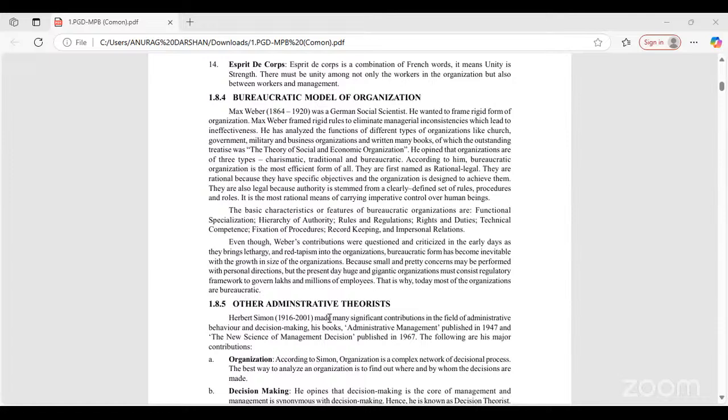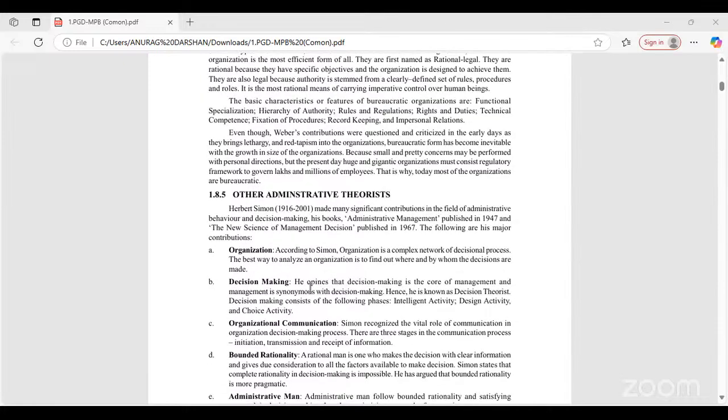Rules and regulations you have to follow. You have the rights and duties, you have the technical competencies, and you also have the record keeping and impersonal relations. So all these are proposed under the bureaucratic model, which was given by the German social scientist Max Weber. Now, coming to the other administrative theories, we have Herbert Simon, who has given the administrative management.